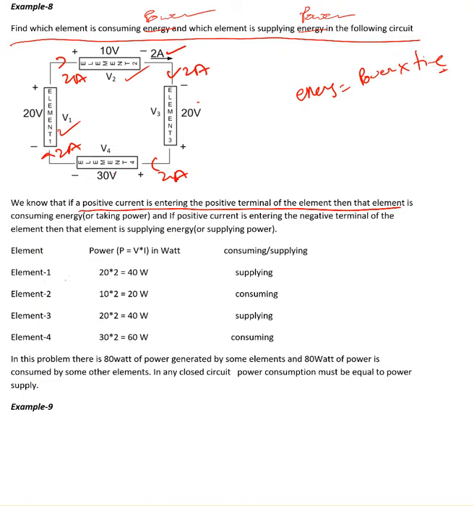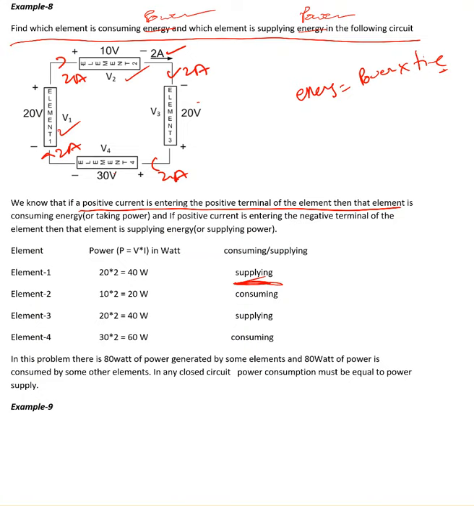If you look at element 1, is it supplying power or consuming power? Current is entering the negative terminal, so that is supplying power. How much power? 20 times 2. 20 is the voltage, 2 is the current, so 40 watt.